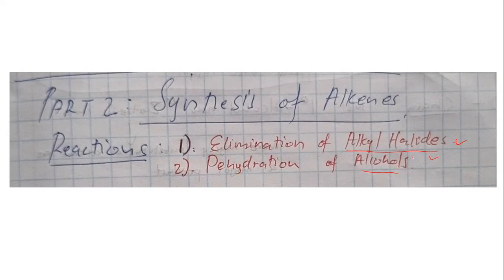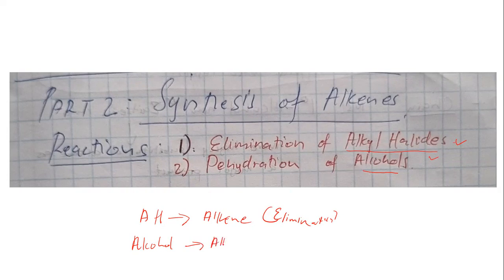So that means alkyl halides and alcohols, these two organic compounds, can form an alkene. What did we say? Alkyl halides, I'll just say AH, will form an alkene through which type of reaction? Elimination reaction. Another type of reaction that can form an alkene is called dehydration. So that means an alcohol will undergo what type of reaction? Dehydration.